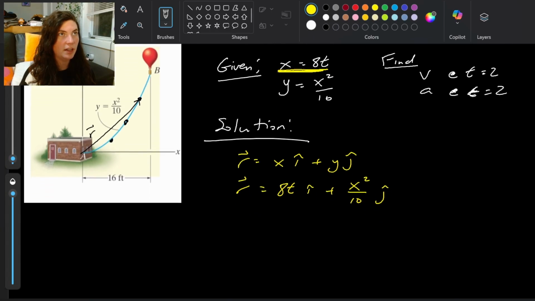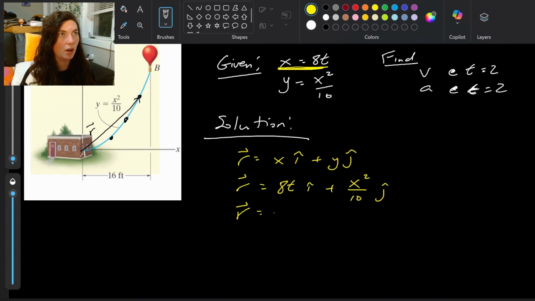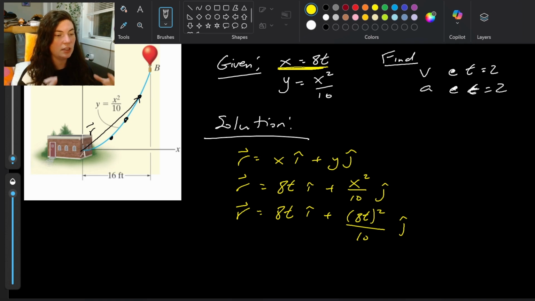I'm going to have my vector r is 8t i hat plus (8t) squared over 10 j hat. So this is looking a lot better, right? This is looking like a really good position vector to tell me where we are in terms of time. So at any given time, I can find that exact xy position vector telling us where we are on that nice little blue line of the weather balloon.